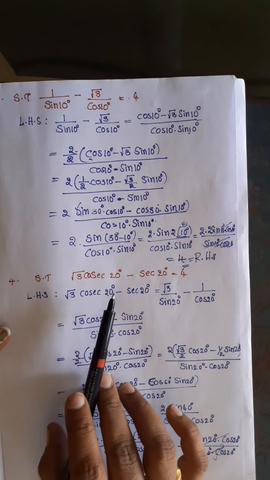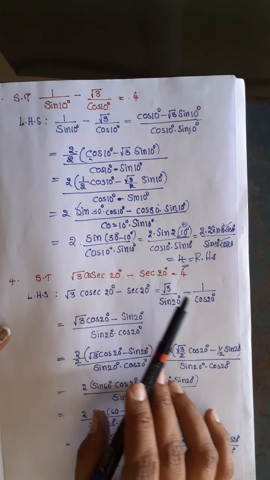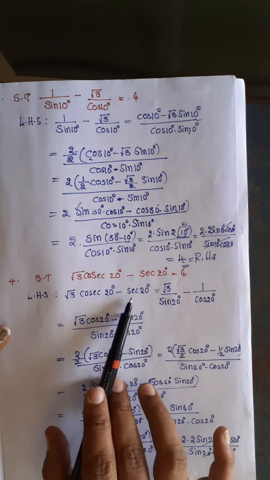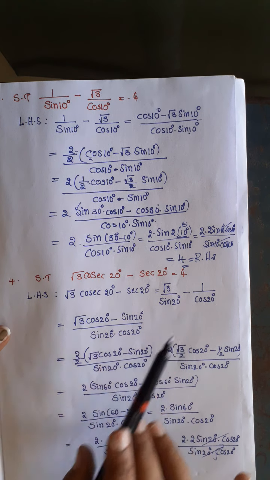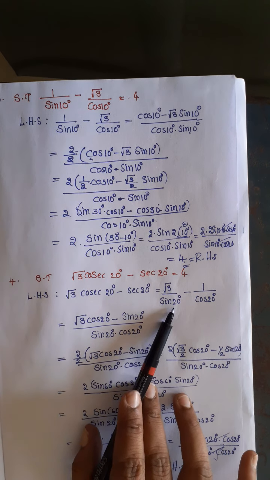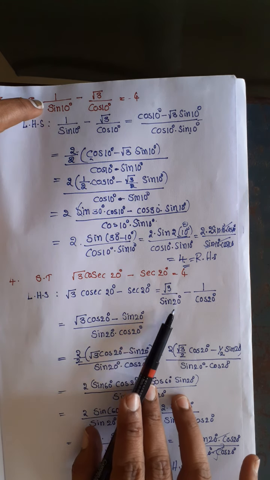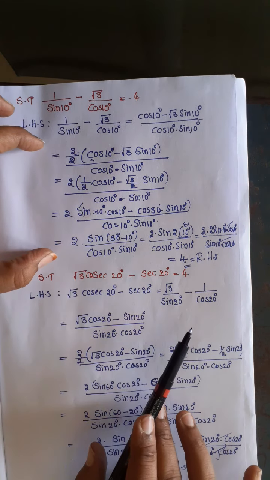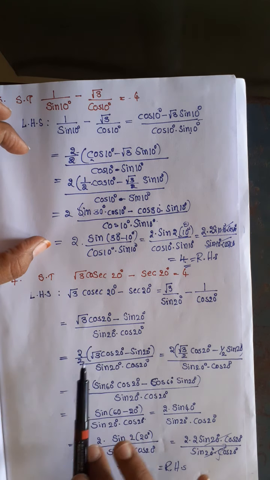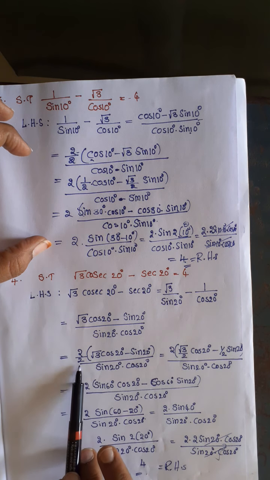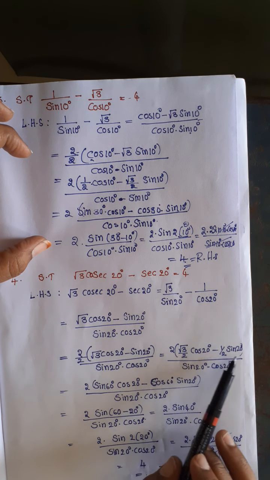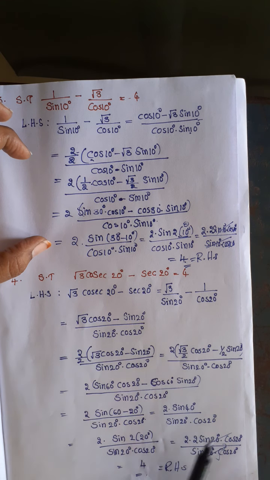Similar question we have here: root 3 cosec 20 minus sec 20 degrees is equal to 4. We have to prove. See, cosec 20 we can take as 1 by sin 20. Yes. Secant 20 we can take as 1 by cos 20. Now again you take the LCM, sin 20 cos 20. Here this question looks the same, right? So simplify in the same manner: root 3 cos 20 minus sin 20 by sin 20 cos 20. I am multiplying and dividing with 2. I am sending this 1 by 2 inside. You will get root 3 by 2 cos 20 minus 1 by 2 sin 20. Denominator remains as it is.